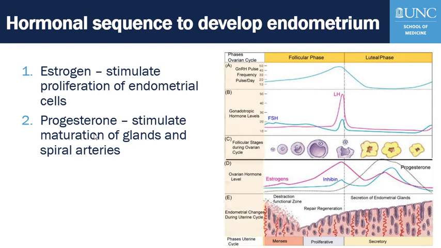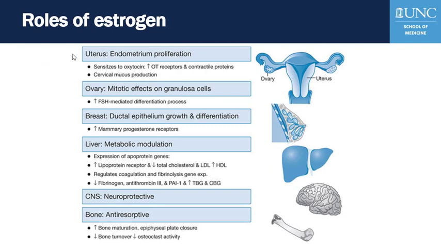In addition to these roles, estrogen and progesterone have other physiological functions in both the non-pregnant and pregnant person. So the effects of estrogen on the uterus, in addition to that key role in endometrial proliferation, include its effect on the cervix to stimulate production of a watery elastic mucus, and also the sensitization of the uterine smooth muscle to the effects of oxytocin by increasing the expression of oxytocin receptors. There's also the effects in the ovary on the granulosa cells, as well as in the breast, where estrogen stimulates the growth and differentiation of the ductal epithelium.